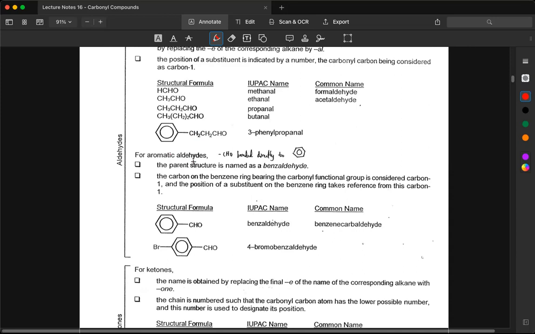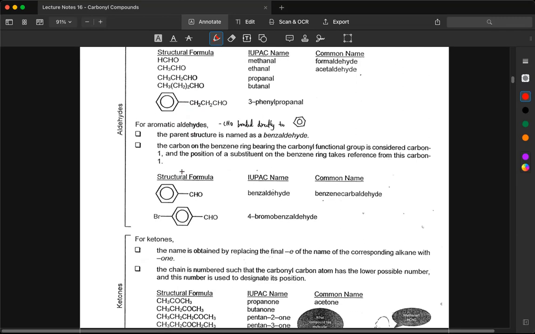So for aromatic aldehyde, the CHO is bonded directly to the benzene ring. The parent structure is named as a benzaldehyde. The carbon on the benzene ring bearing the carbonyl functional group is considered carbon-1. And the position of the substituent on the benzene ring takes reference from this. So if this is 1, this is 2, 3, 4, this will be 4. Okay, we call this 4-bromobenzaldehyde.